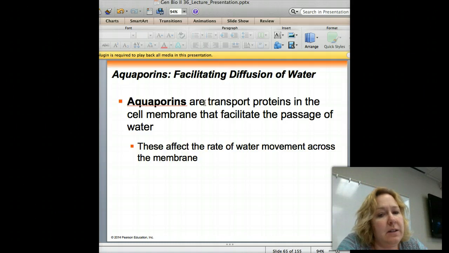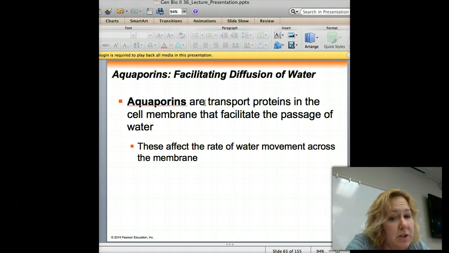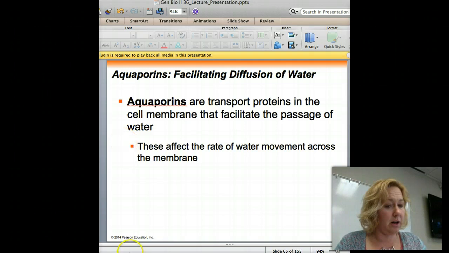Aquaporins. These are the transport proteins in the cell membrane that facilitate the passage of water. Good times. So these affect the rate of movement of water. They're just little pieces of the cell that are going to sit in there and compete with things.